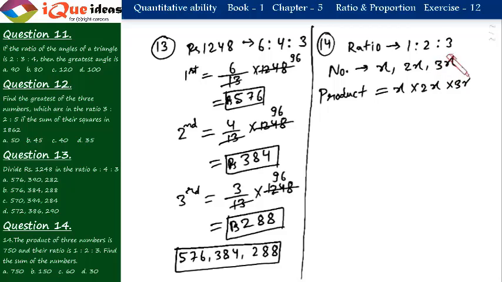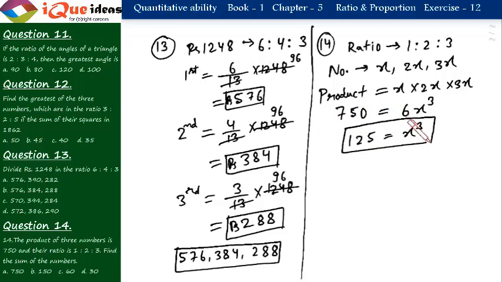The value of the product is given as 750 and the other side is 6x cube. Now if you divide by 6, 750 by 6 is 125, equal to x cube. So from here, as you can see, 125 is 5 cube, so x is equal to 5. Hence you can put the value of x back and calculate the numbers.